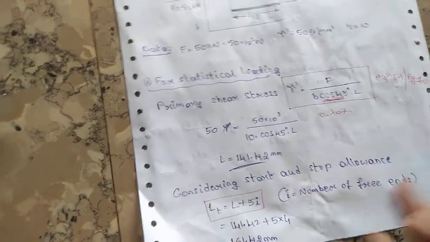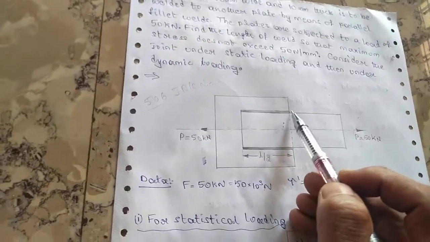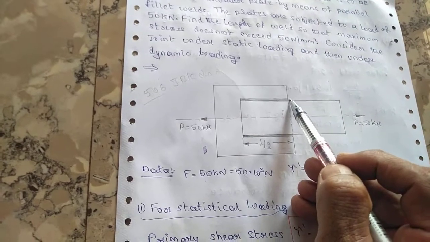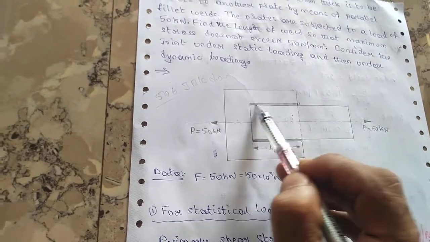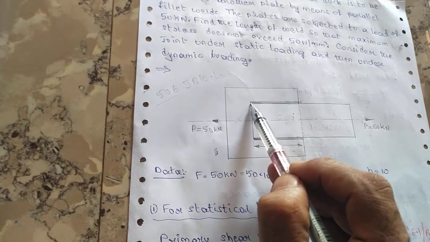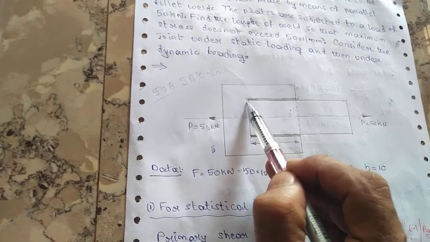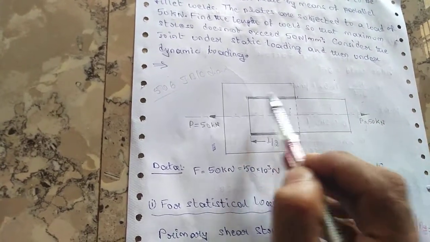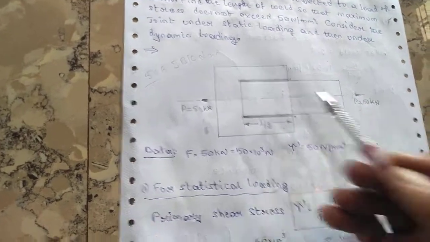Now we have to consider start and stop allowance. Start and stop allowance in the sense, when we start welding, we will not exactly start from the point, but we will have some extra distance like this here, and when we end the welding, it will not stop here, but it will go somewhat extended. It will go some point ahead. So this is point 1, 2, here also same, 3, 4, these are the points.